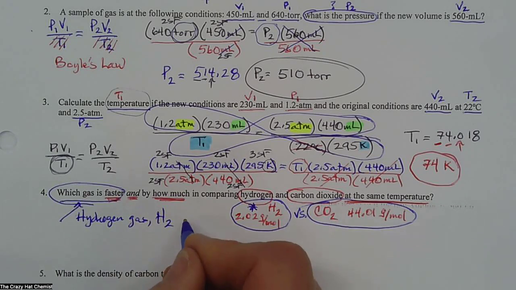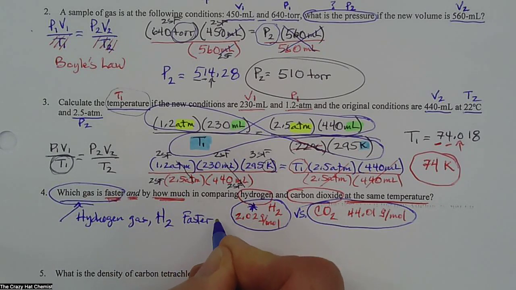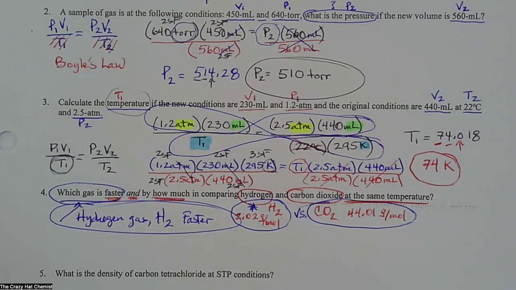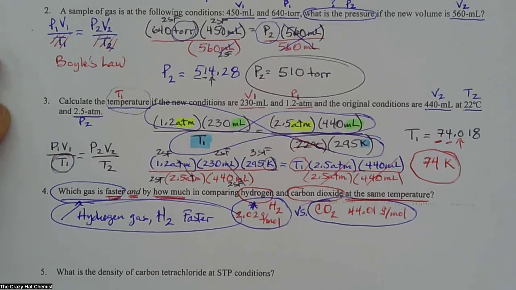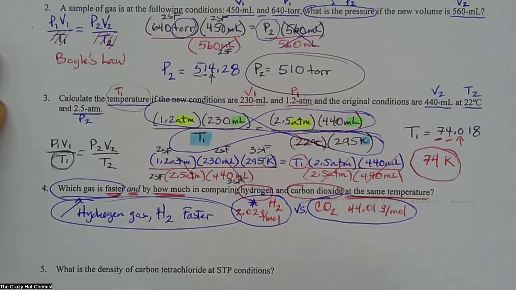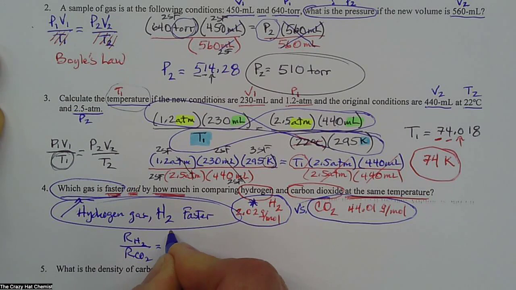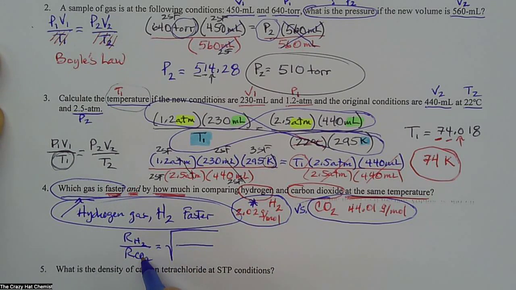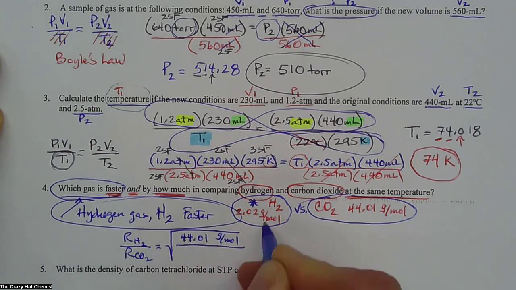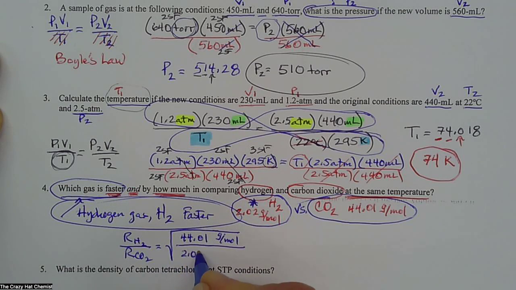So the faster gas is the lower molar mass gas. Now, how much faster is that gas using Graham's law? Graham's law states the rate of the faster gas over the rate of the slower gas is equal to the inverse of their molar masses. So carbon dioxide is down here. That means its molar mass, 44.01 grams per mole, will be here. And the molar mass of hydrogen, 2.02 grams per mole, will be there. It's an inverse relationship.